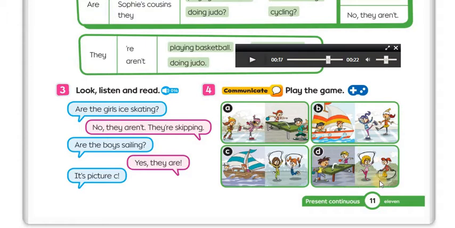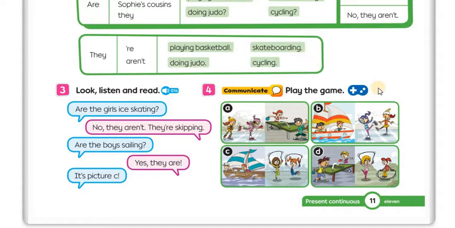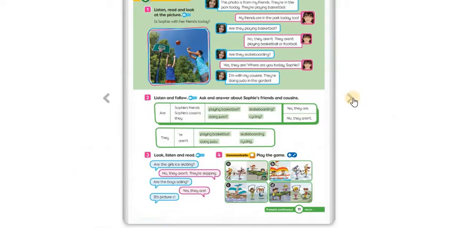So it's not picture D because the boys are playing table tennis. If they are sailing, I guess it's picture C because the girls are skipping and the boys are sailing. Let's hear the correct answer. It's picture C. Well done.